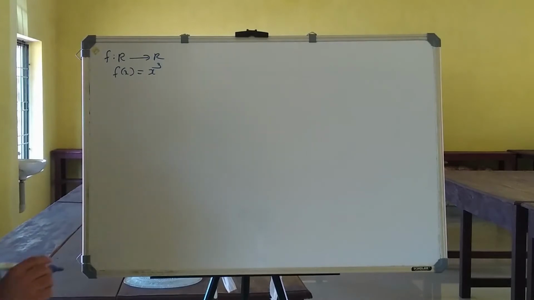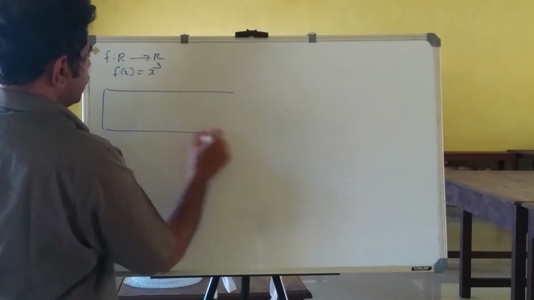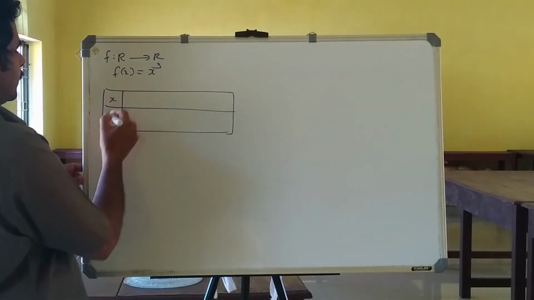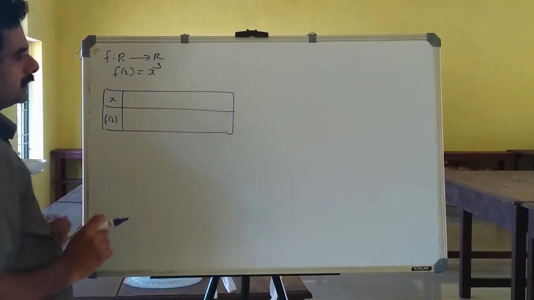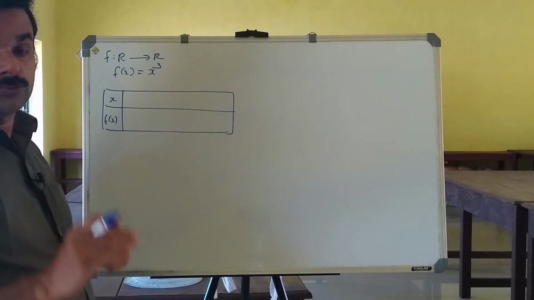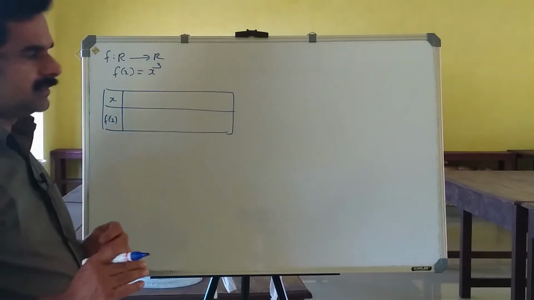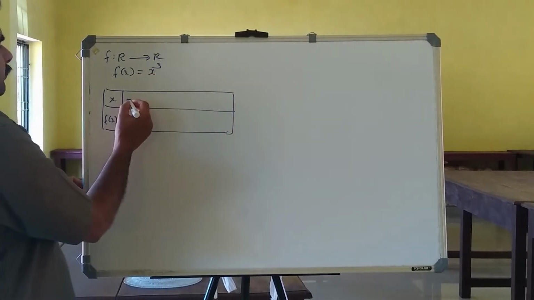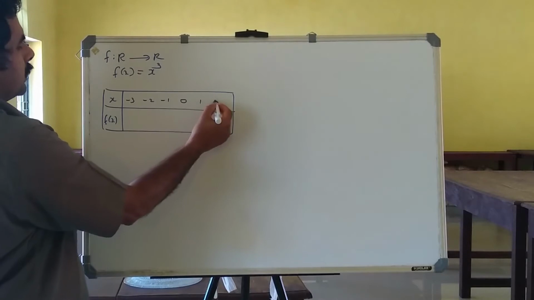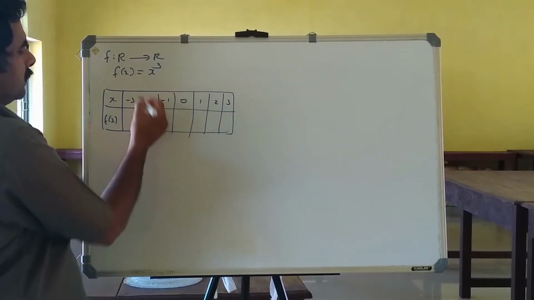x cube. Further, we are taking its domain and hence the corresponding range, x, f of x. Since cube is a large number, 2 cube is 8, 2 into 2 into 2, 8. So we are taking only a few points here. We are starting from minus 3, minus 2, minus 1, 0, 1, 2, 3. These are enough because what?